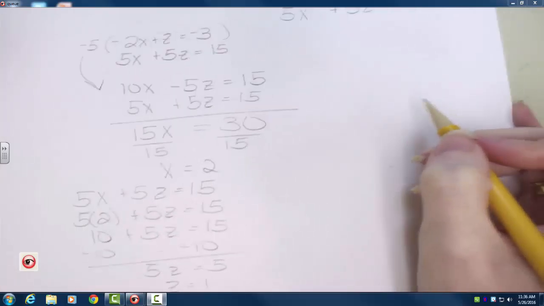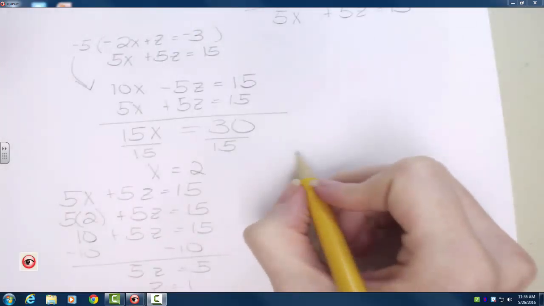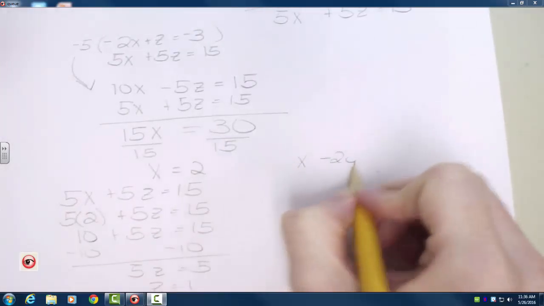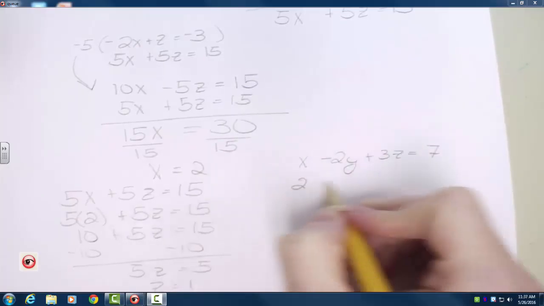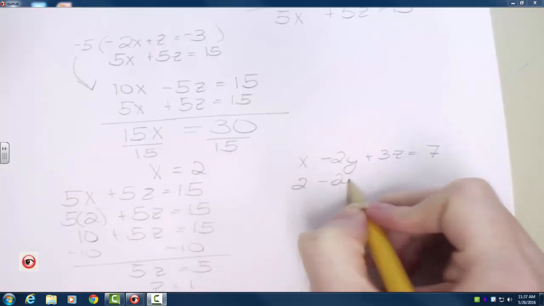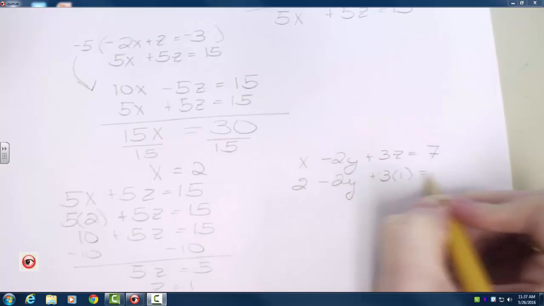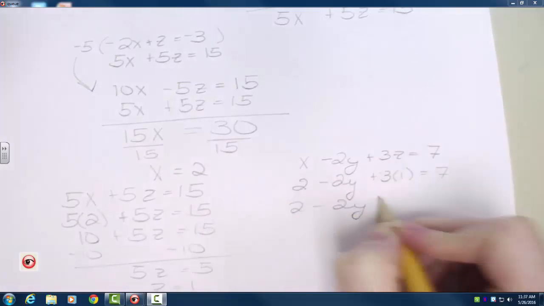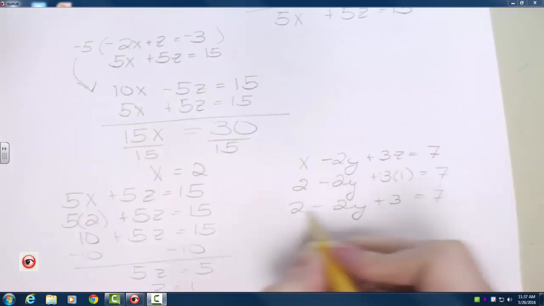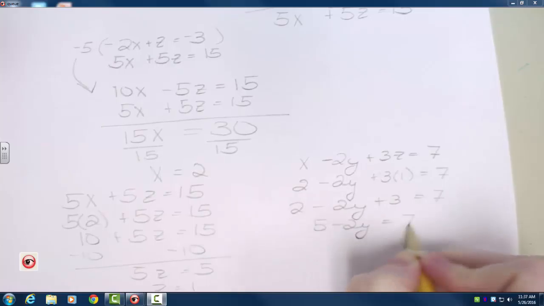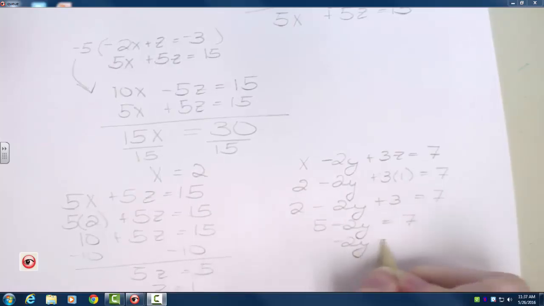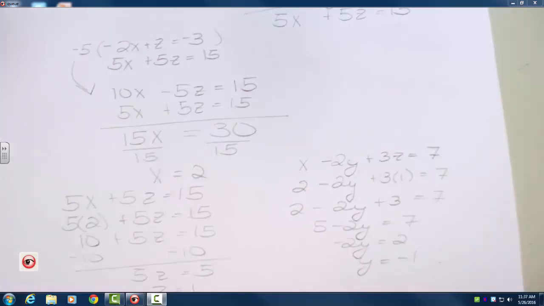So that's delightful. Then let's go back to one of the originals. X minus 2y plus 3z equals 7. So x is 2. Y is the question. Z is 1. So 2 minus 2y plus 3. 2 plus 3 is going to be 5 minus 2y. Subtract the 5, and I will have y equals negative 1, and I have solved it. There we go. Okay, what's the next one have in store for us?